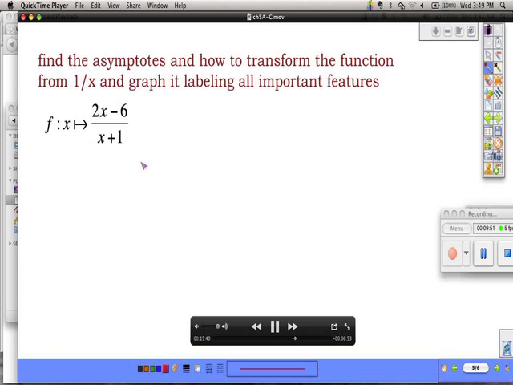Now we're going to go the other way. Here we have a rational function. We want to know how it's been transformed from the parent function, and we should graph it and label the asymptotes and the important features. We have to find the asymptotes, and that can be easily done by rewriting this, essentially undoing adding of fractions.